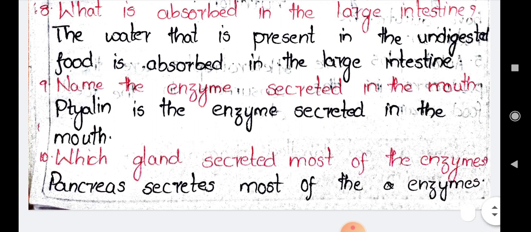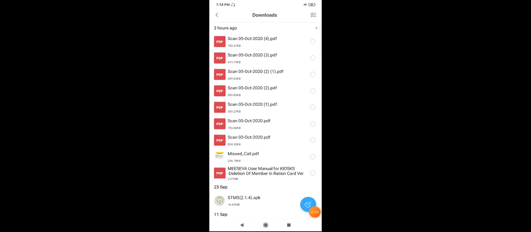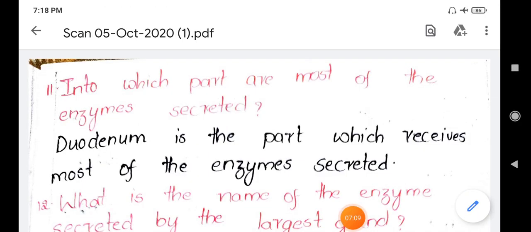Next, which gland secretes most of the enzymes? Here, the pancreas is the gland that secretes most of the enzymes. The pancreas secretes pepsin, it secretes trypsin, like that it will be secreting a number of enzymes. So most of the enzymes are secreted by the pancreas. Yeah, let's go to the next question, just hold on. Yeah, this is the next question.